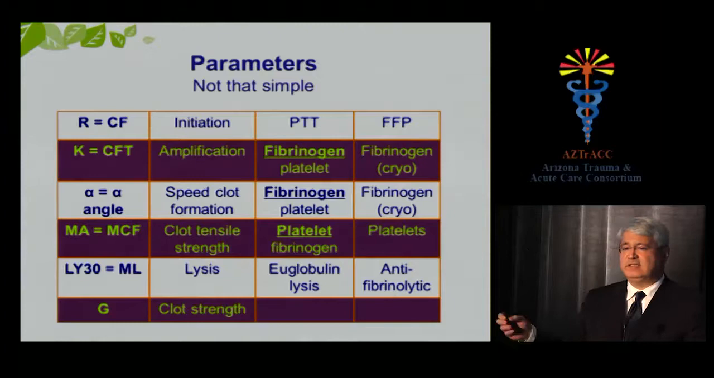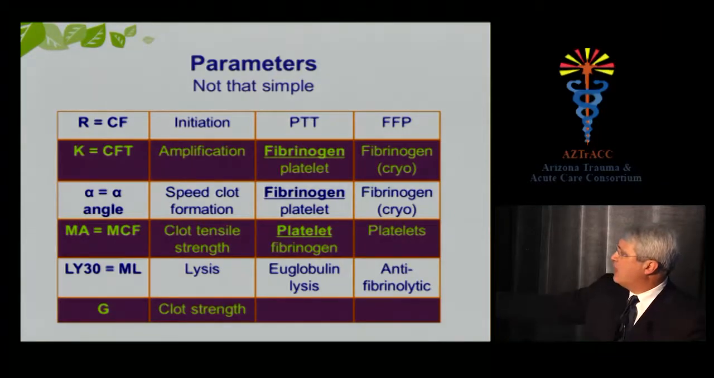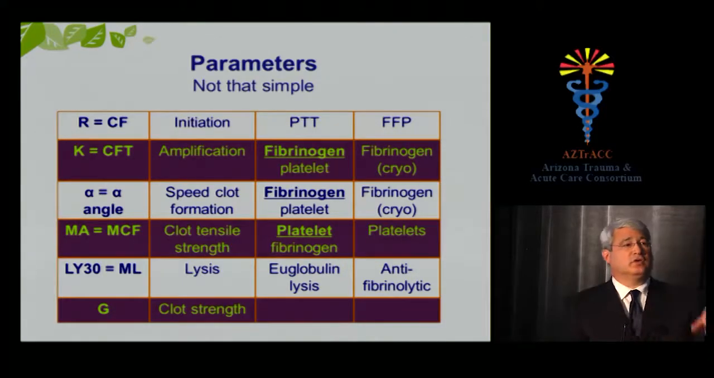And in fact, these are all the parameters here. So R in TEG equals CT on ROTEM, and they measure initiation of the coagulation. And then let's go to MA. MA is the same thing as MCF on the ROTEM. They measure the clot tensile strength, and they're usually associated with platelets and fibrinogen. So then you know if your clot's not strong enough, you're missing platelets and fibrinogen.